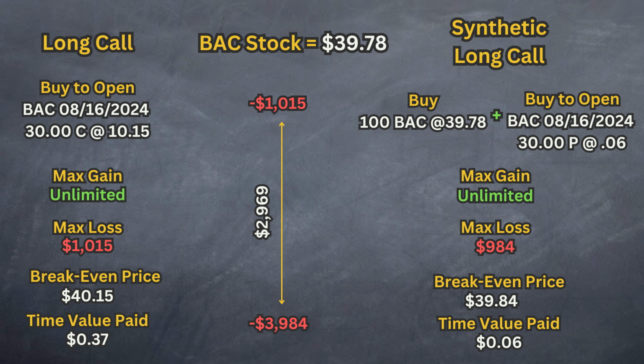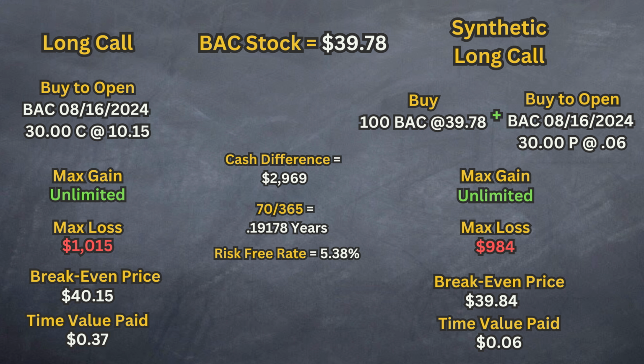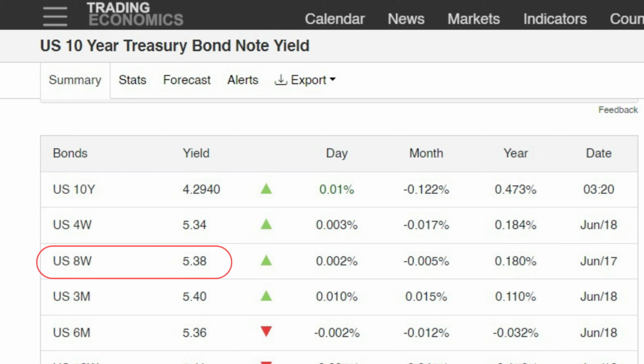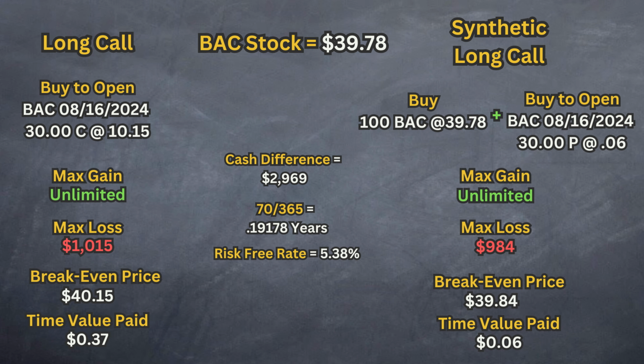Let's do a quick calculation so you can see for yourself. There are 70 days left until expiration, which is about 0.19178 years. The risk-free rate at the time for the 70-day duration was about 5.38%. When you multiply the 2,969 cash difference, the 0.19178 years, and the 5.38% risk-free rate, you get about $31. Then divide by 100 to get the per share figure of 31 cents.